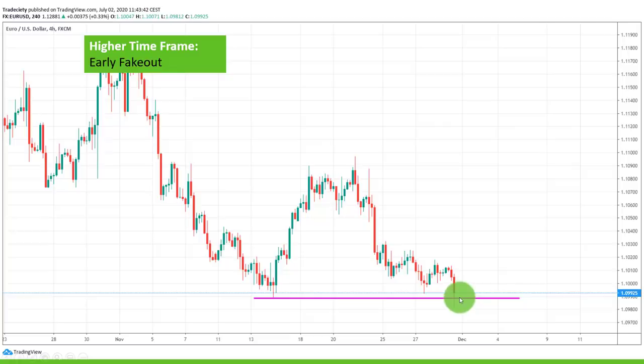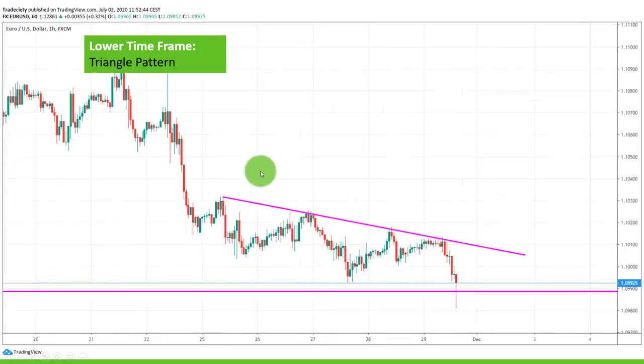But that's the main, or one of the main points, that you make sure to not just trade fake outs blindly. That's where many people lose money. They think fake outs don't work, but it's usually because they have a very bad approach. You cannot trade them blindly. You need more information. And we're going now to the lower time frame.